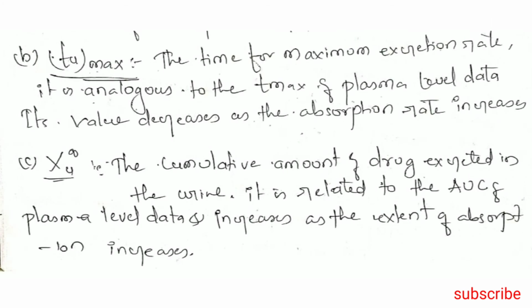Second one is the time for maximum excretion rate. It is analogous to the Tmax of plasma level data. Its value decreases as the absorption rate increases. Third one, the cumulative amount of drug excreted in the urine. It is related to the AUC of plasma level data and increases as the extent of absorption increases.